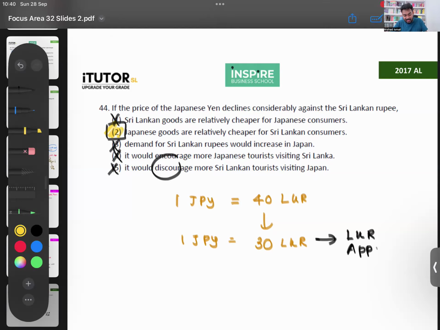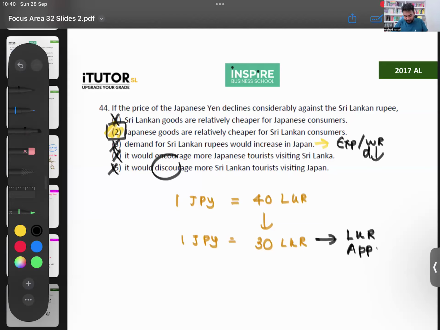Now, demand for Sri Lankan rupees is when Sri Lanka gets money. So when does Sri Lanka get money? Sri Lanka gets money for exports, remittances, all of that. So if your currency appreciates, that is making your exports expensive. That makes your worker remittances discouraged. So as a result, what happens? The demand for the Sri Lankan rupee will come down.